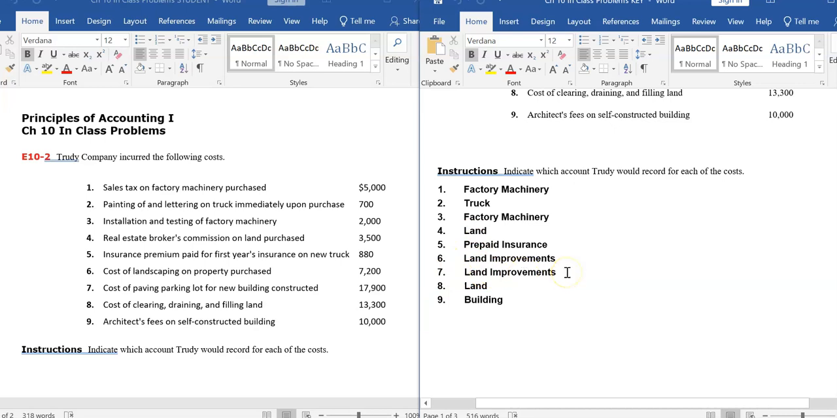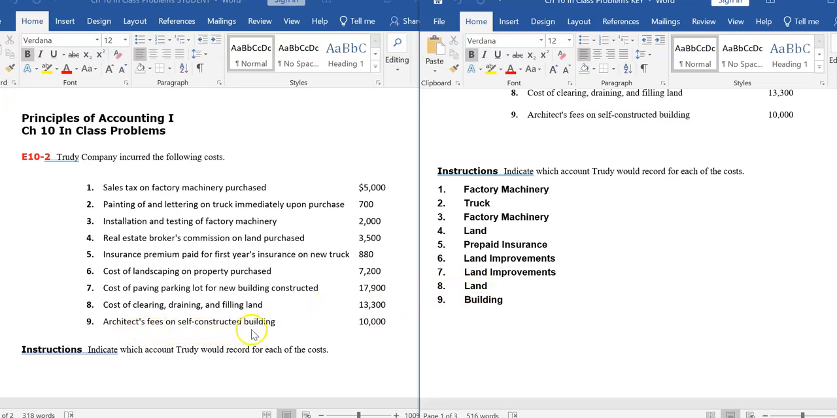So it will be recorded as a land improvement as well. Right? The eighth one, cost of clearing, draining, and filling the land. So when we purchased the land, before we could actually do anything with it, we had to clear it, drain it, and fill it. So it's not an improvement to the land, it's just working with the land. So we're not adding anything to it, we're just working with the land itself. So that will be recorded in the land account.